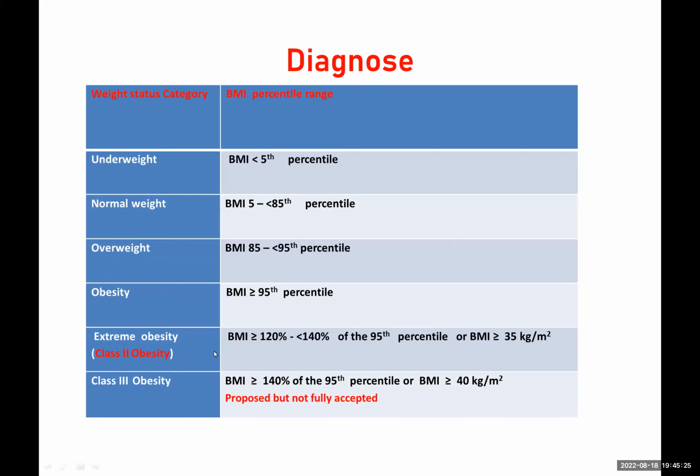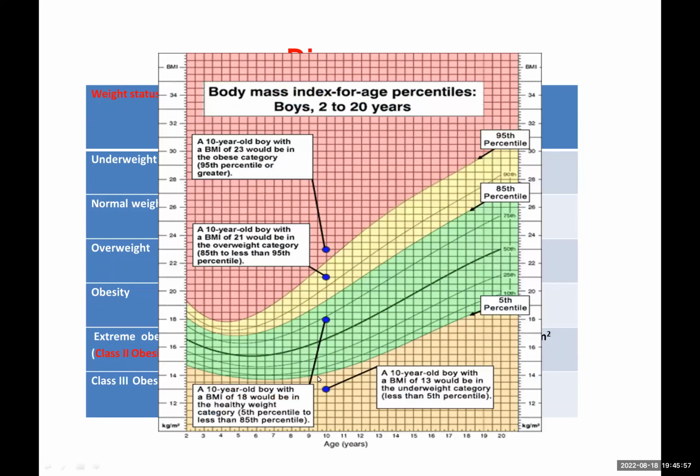And there are recent classifications: a body mass index of 120% or more and less than 140% of the 95th percentile, that means a body mass index of 35 kg per meter squared, is classified as class 2 obesity, and class 3 if the body mass index is 40 or more kilograms per meter squared. This is the recent classification used in clinical practice when we are talking about medications in the pediatric setting. So if I have a 10 year old child and his body mass index is in this area, the child is obese, if it's in the yellow area, he's overweight, if it's in the green area, this is a normal child, and if below that, this is an underweight child.